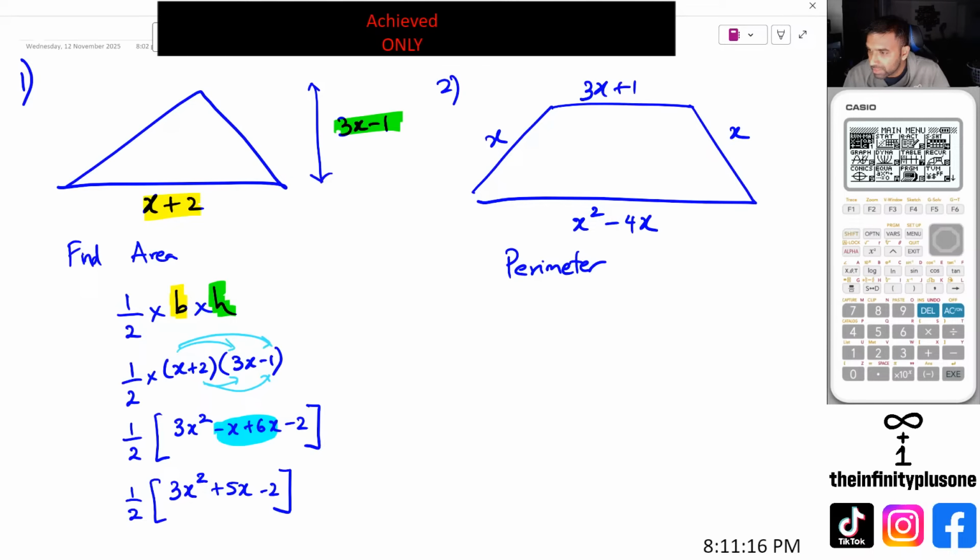Sorry, team. So we're just going to look at the perimeter there. With the perimeter, all you're really doing is adding the four sides. So you've got x squared - 4x + x + 3x + 1 + x. And then you're just putting everything together, doing the like terms first. So you've got x squared, and then -4x + 4x. That's just going to become x squared + x + 1.